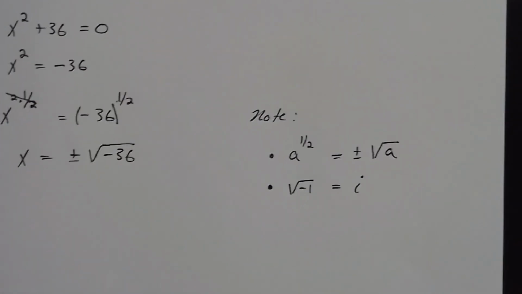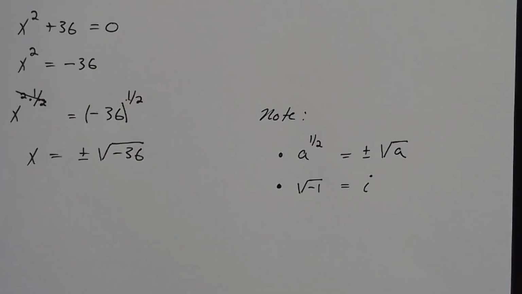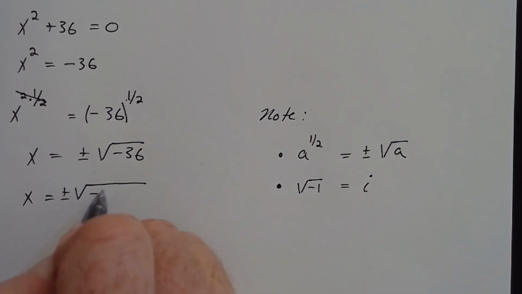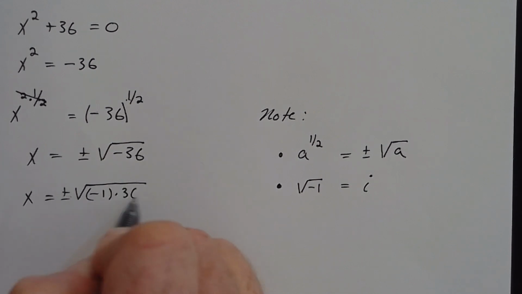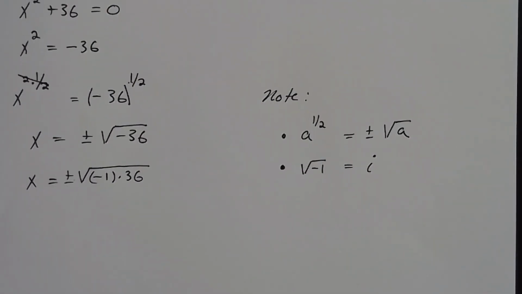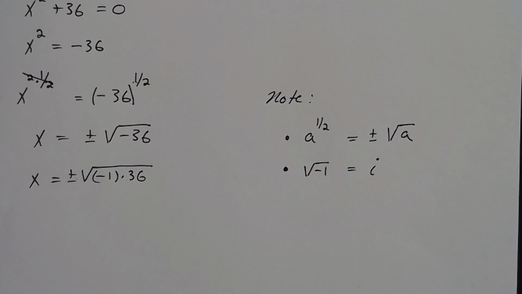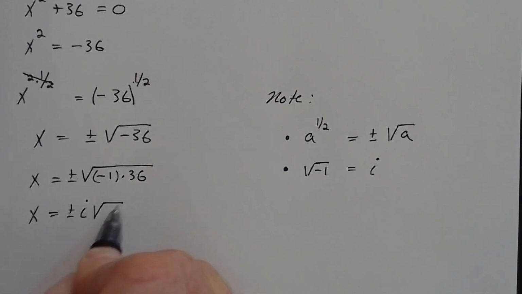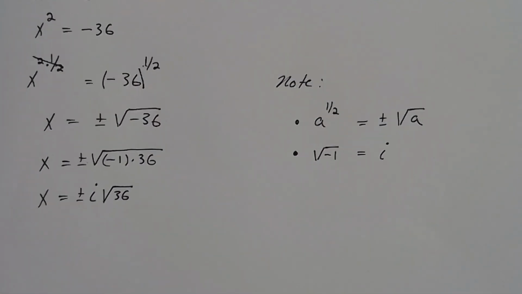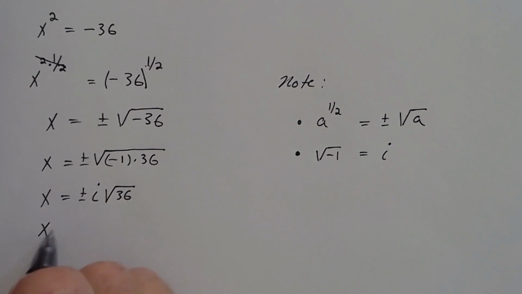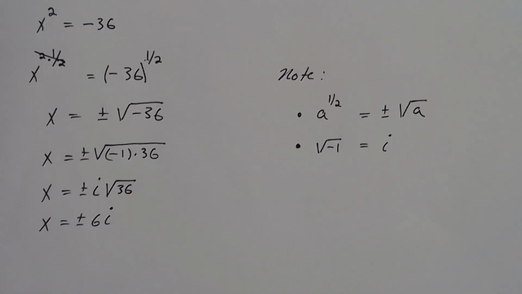We know that the square root of negative 1 is equal to i. So we can essentially parse out that negative 1 if you really need to. And then what we have left is i times the square root of 36, which is plus or minus 6i.